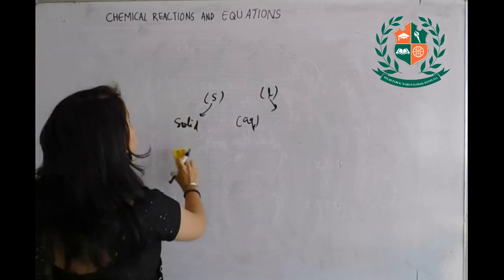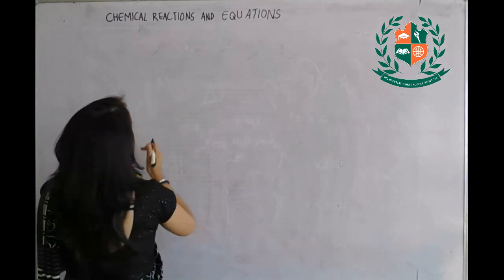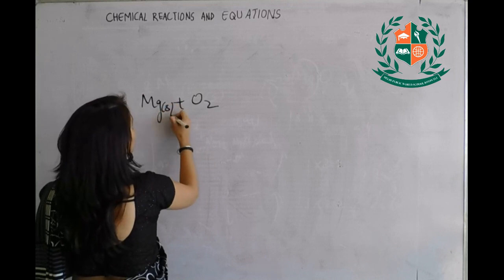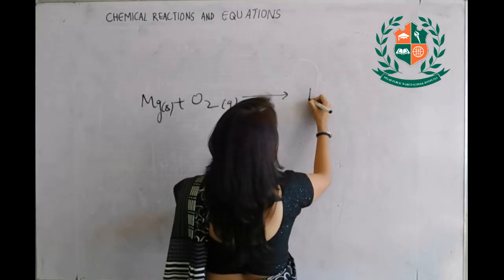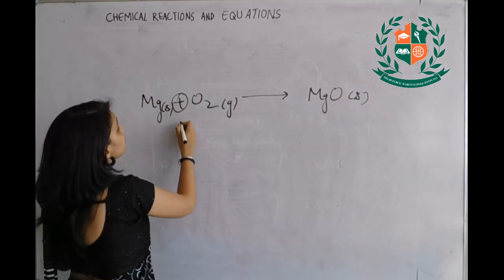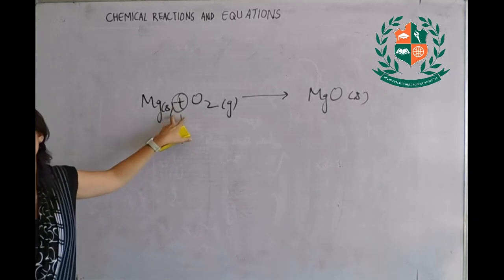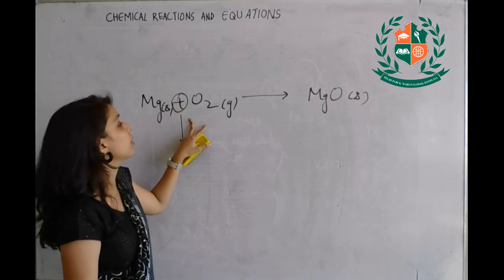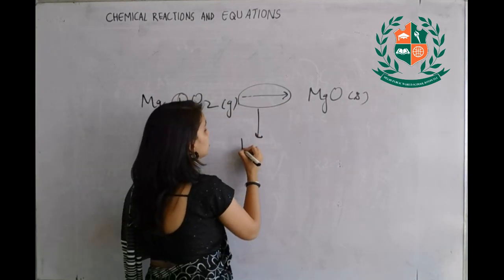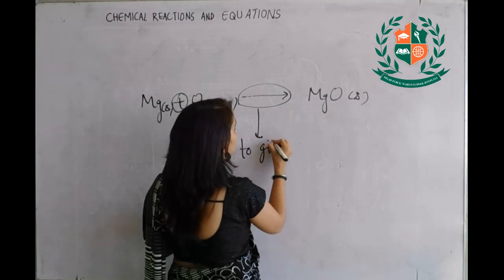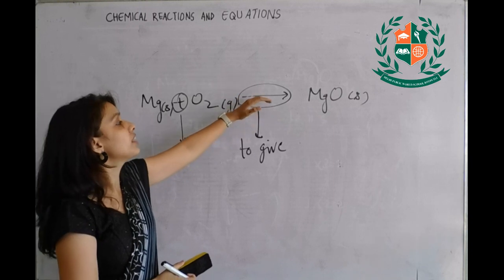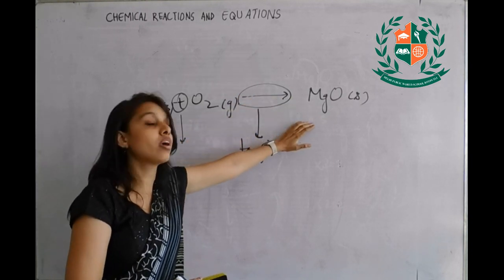Now, second is the signs. When I wrote the reaction, this one, it would be the solid, gas and solid. Now this reaction shows that something is combined with another one. One reactant is combined with another one. This arrow shows that when they combine, it gives the product. It means the reaction has taken place, and whatever is written after this arrow would be the product.